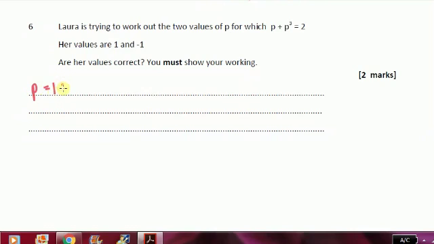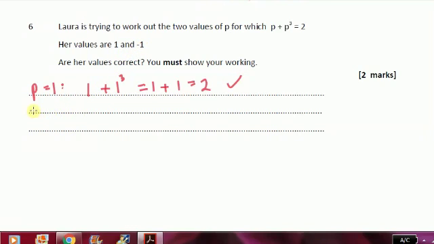So we just check each one of these values that she's got. Let's try p equals 1 and substitute it into the expression p plus p cubed. We would get 1 plus 1 cubed. 1 cubed is 1 times 1 times 1, which is just 1. So 1 plus 1 is 2, which is the correct answer. So that is a good solution.